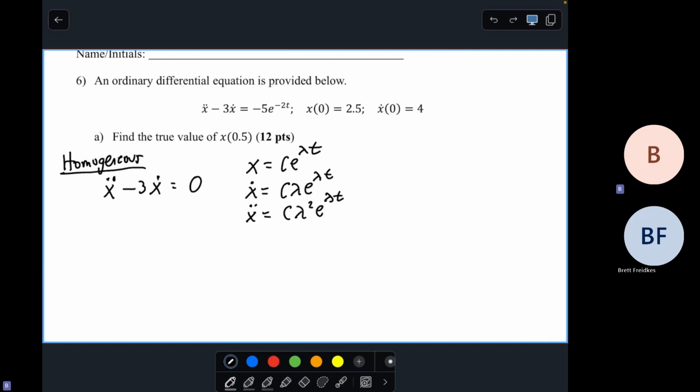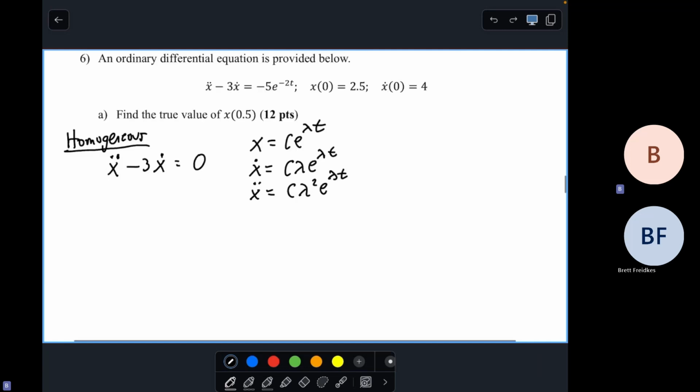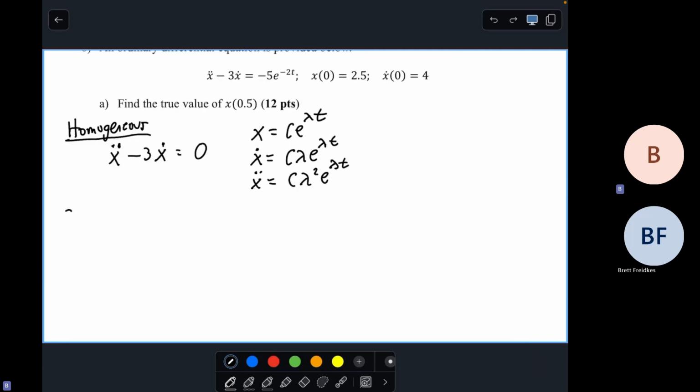Yeah, I have it in the formula sheet. So let's plug these guys in. This will be c lambda squared e to the lambda t minus 3c lambda e to the lambda t is equal to 0.